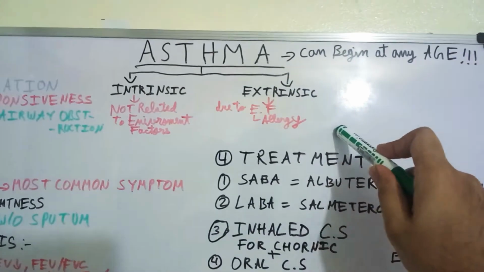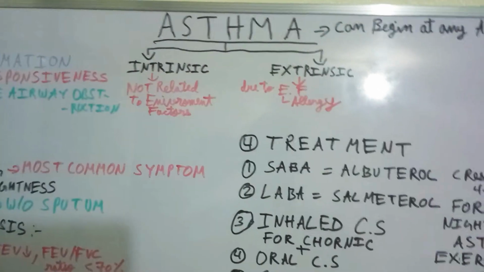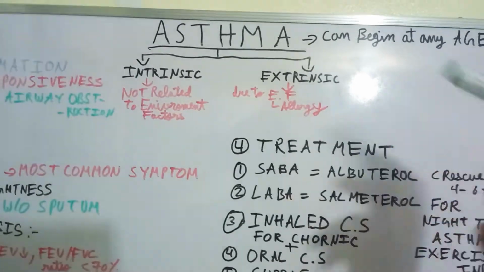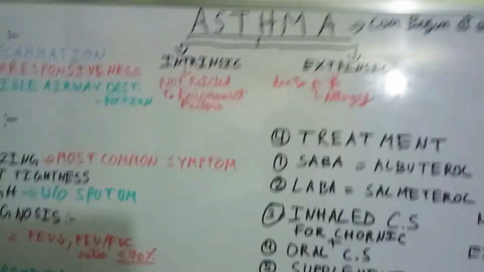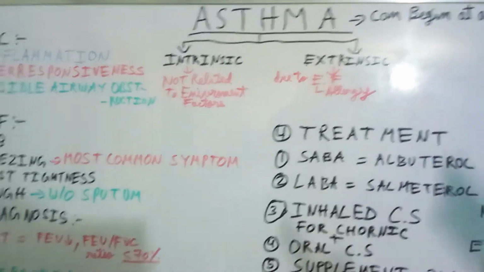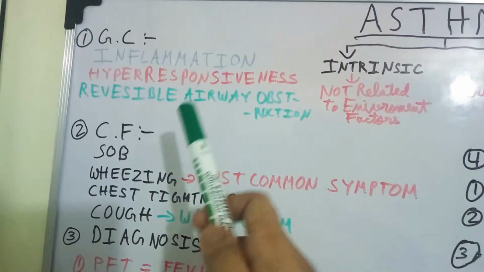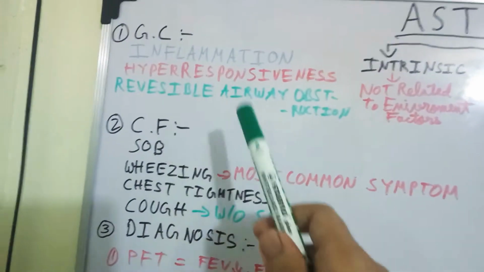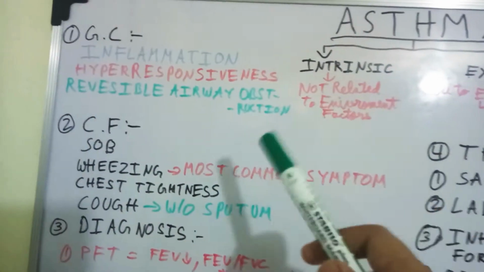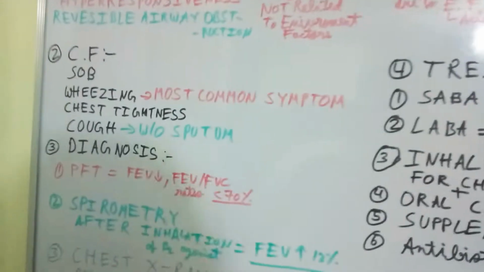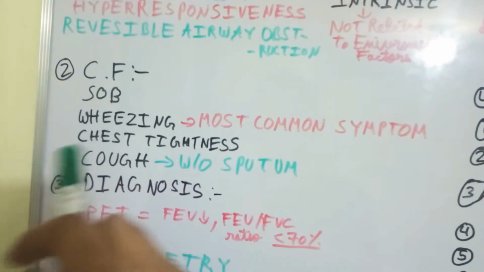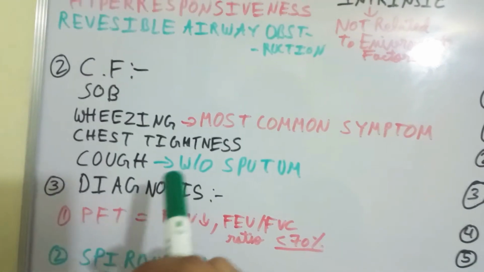Now, the extrinsic type is always related to environmental factors, allergy to pollen, or any antigen, and extrinsic asthma always begins at a very young age. Now the general characteristics of asthma are inflammation, hyperresponsiveness, and reversible airway obstruction. If you see an asthma patient, you will quickly notice shortness of breath, wheezing, chest tightness, and cough.